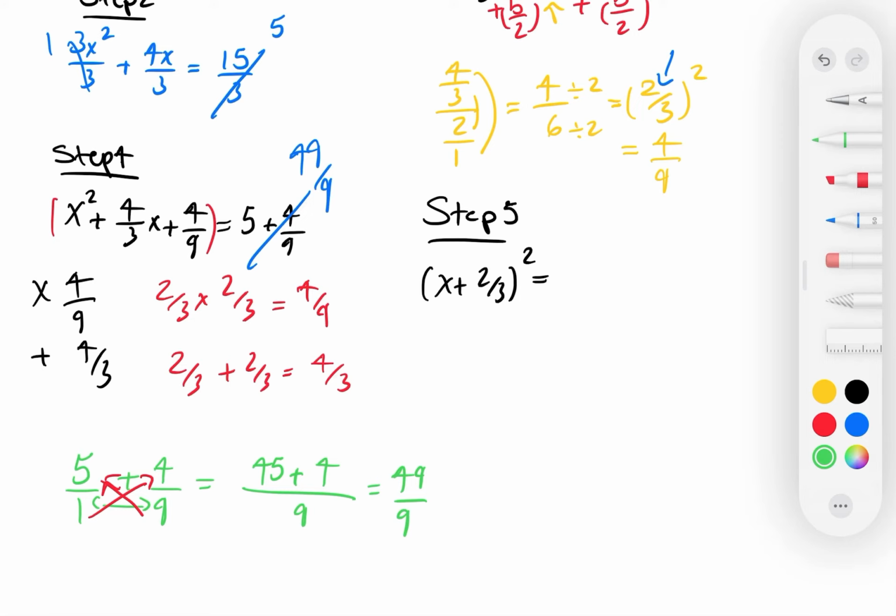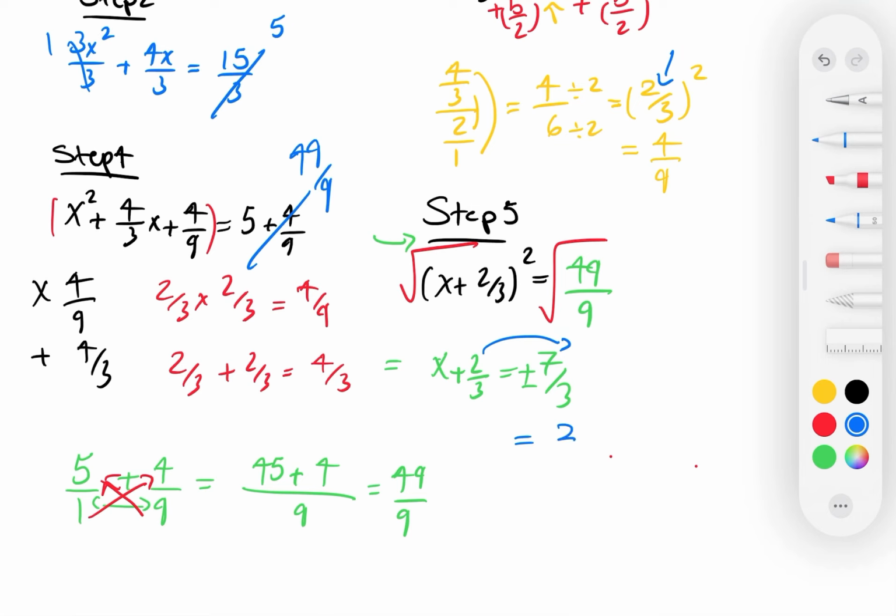So anyways, x plus 2 over 3, back to step 5, to the power of 2 is equal to 49 over 9. All right. Again, in order to get rid of the square, we just take the square root of the left-hand side, but we should do the same thing to the right-hand side. So x plus 2 over 3 is equal to the square root of 49 over 9, which is 7 over 3, positive and negative. So the final solution is, take 2 over 3 to the other side, negative 2 over 3 plus or minus 7 over 3.